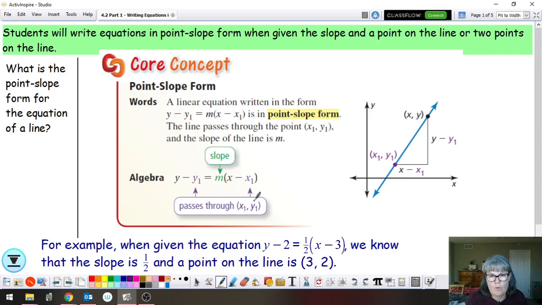So the x1, y1 is a point that the line is passing through. The m is the slope of the line. So when we have the equation y minus 2 equals 1/2 times x minus 3, we know that the slope of that line is going to be 1/2, and that a point on that line is 3, 2, because the x1 value in our equation is 3, and the y1 value in our equation is 2.